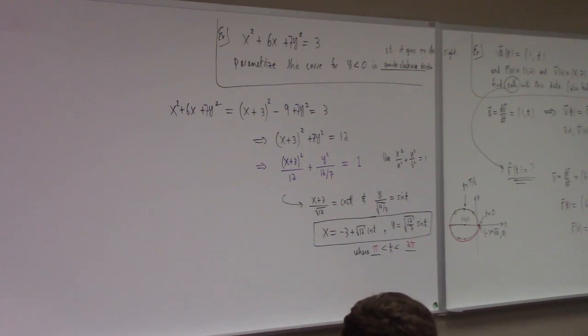How would this have changed if I had said, instead of y less than 0, y greater than 0? You would have just done what? 0 to pi, natural choice, yeah.